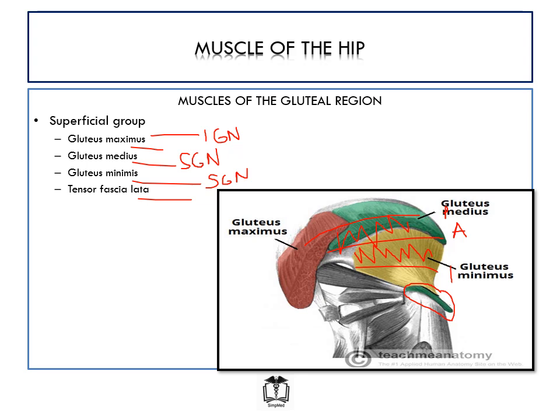And finally, we have the tensor fasciae latae, not shown in the image. Tensor fasciae latae tends to originate from the anterior superior iliac spine and the anterior part of the iliac crest. It inserts at the iliotibial tract and the lateral condyle of the tibia, and it is also supplied by the superior gluteal nerve. So all three of the muscles shown here, the gluteus medius, gluteus minimus, and tensor fasciae latae, are innervated by the same nerve. The exception to this rule is the gluteus maximus, which is innervated by the inferior gluteal nerve.